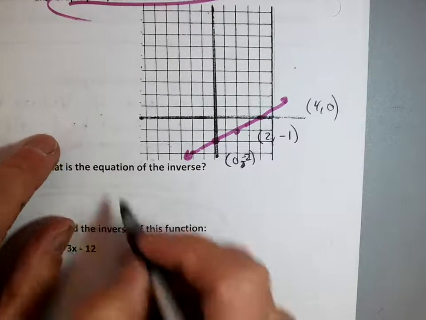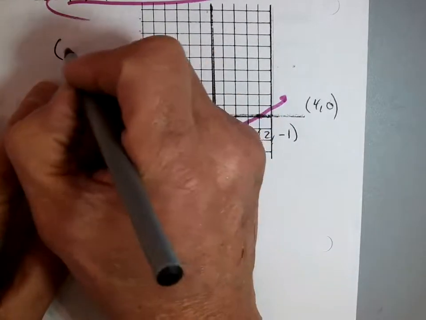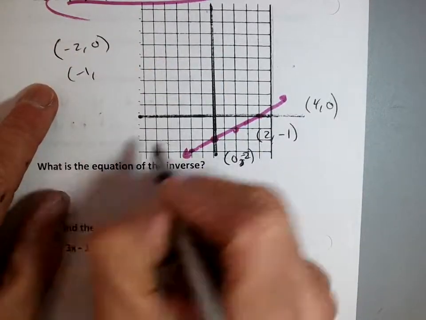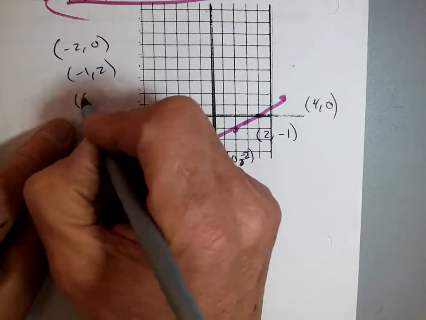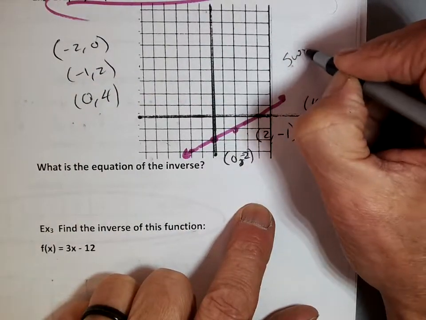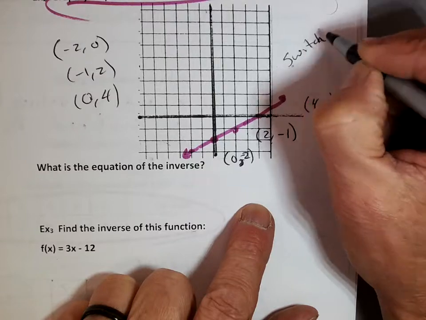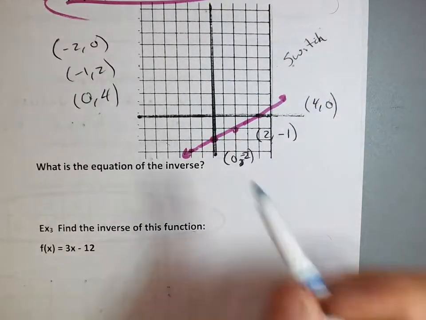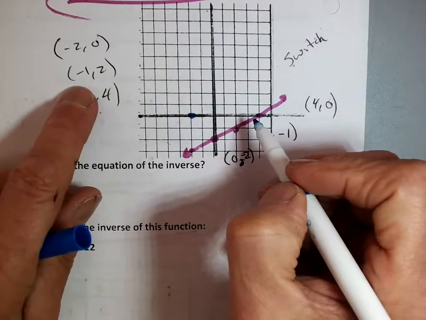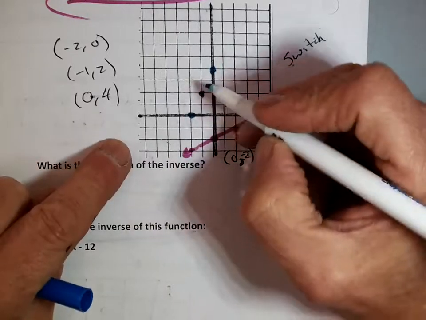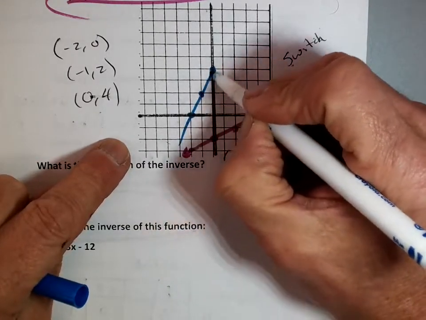So the points I need now are going to be, let's see, I'm going to need a -2, 0. I'm going to need a -1, 2, and I'm going to need a 0, 4, right? So just switch the points, right? So let's see. I'm going to graph a -2, 0 is there. A -1, 2 is there. And a 0, 4 is there. And I should be able to graph my line right in there. Okay?